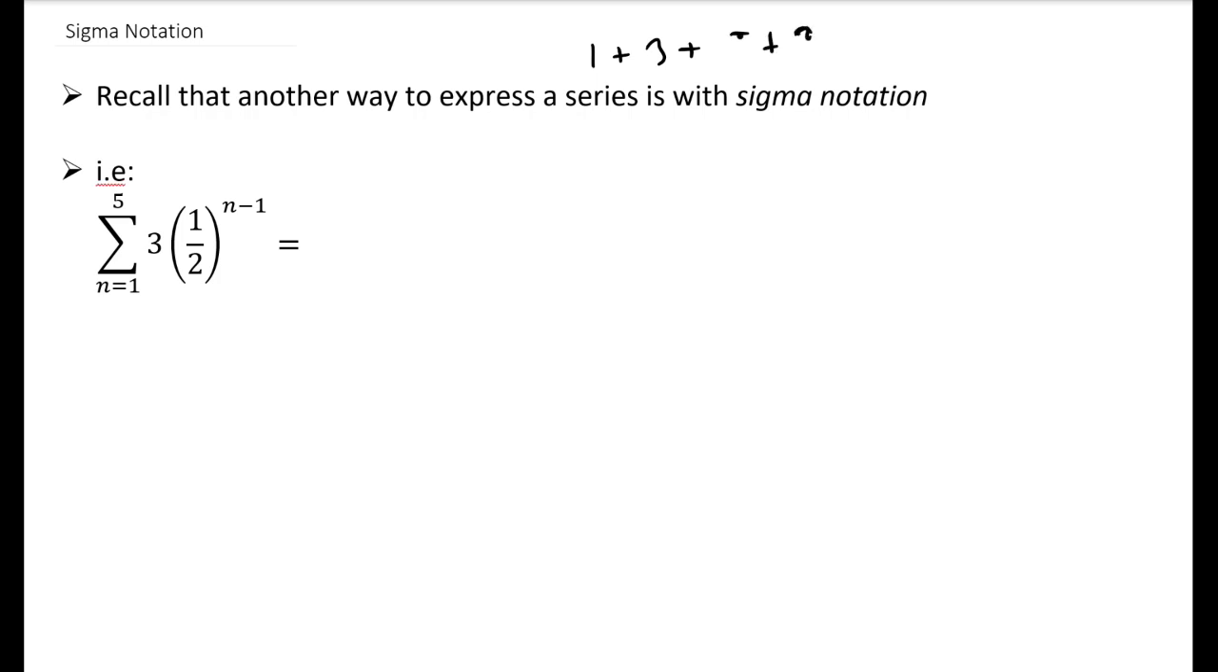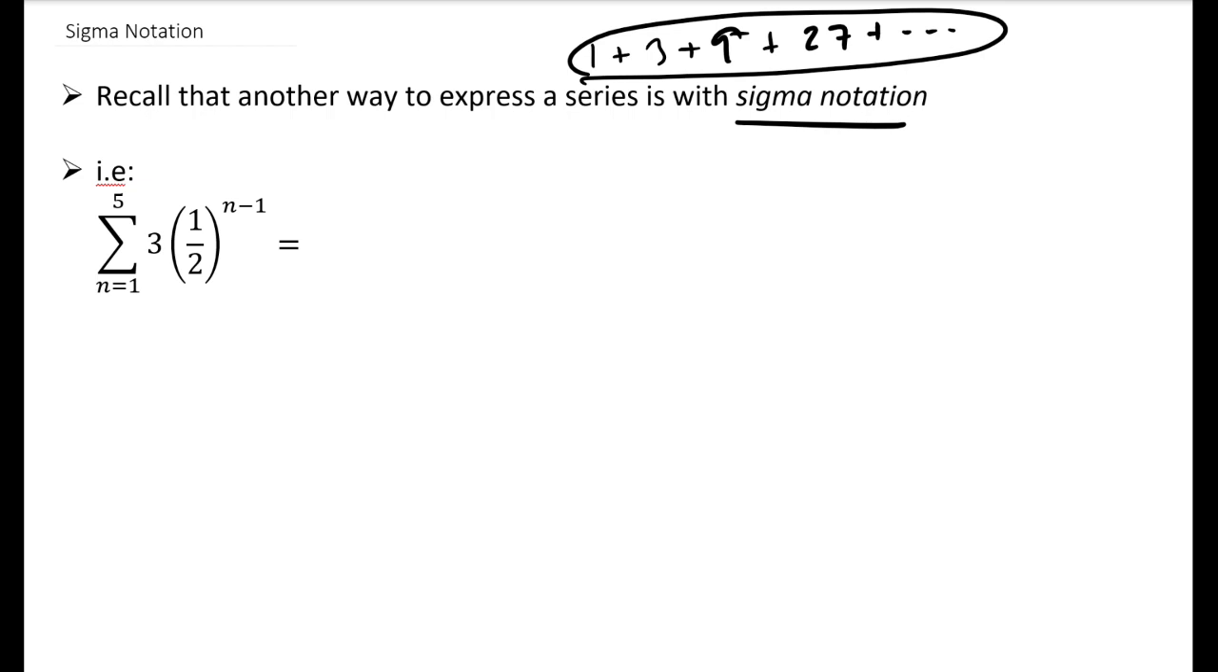This should be a 9 and 27, just like in the previous example. Now we can take this and convert it to sigma notation. So how does that look? Well, it's called sigma notation because we have the Greek letter capital sigma there. And remember that sigma means that you're going to be doing the sum.